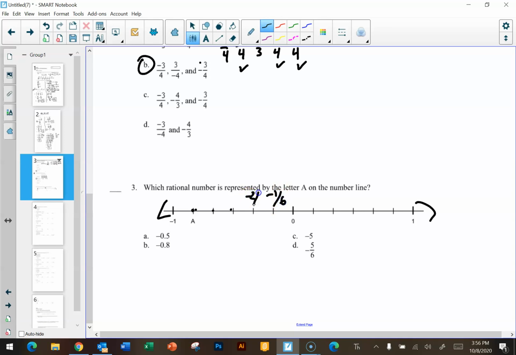This would be negative 2 over 6. This would be negative 3 over 6, negative 4 over 6, which makes this one negative 5 over 6, because negative 1 would just be negative 6 over 6. Negative 6 divided by 6 is negative 1. Because there's 6 jumps here and A was on the 5th jump, it has to be negative 5 over 6. So that's D.